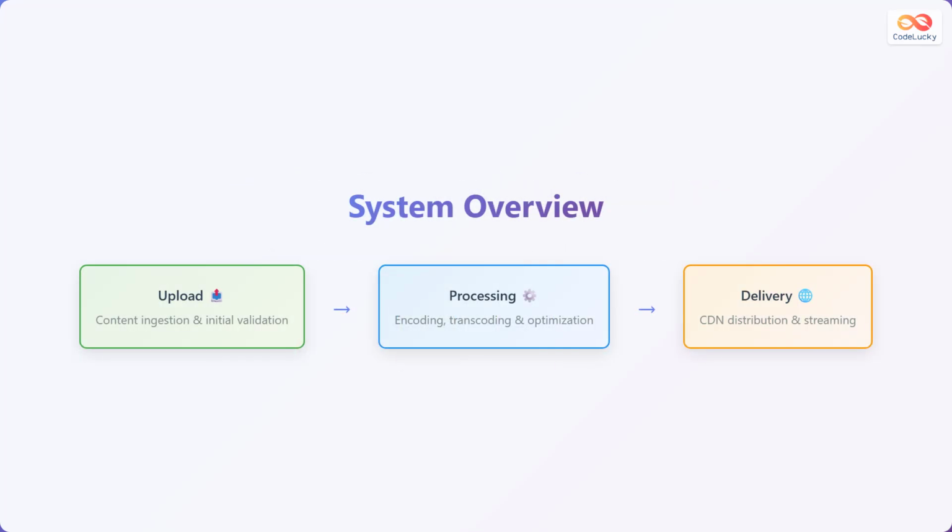The video streaming system can be broken down into three major components: upload, processing, and delivery. First, during the upload phase, content is ingested and validated. Next, the processing phase involves encoding, transcoding, and optimizing the video. Finally, in the delivery phase, the video content is distributed via a content delivery network or CDN for streaming to users.